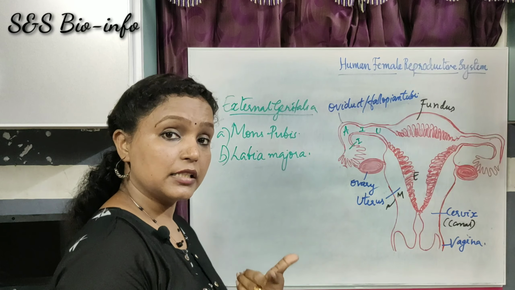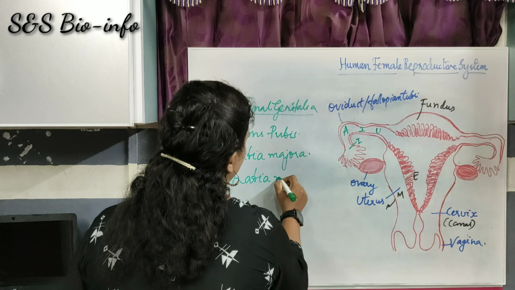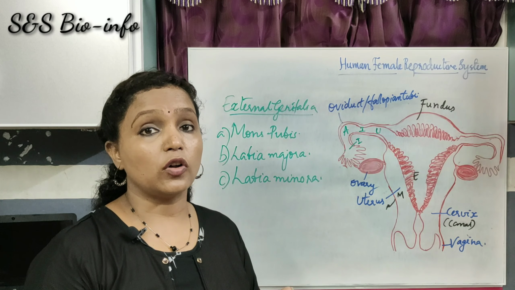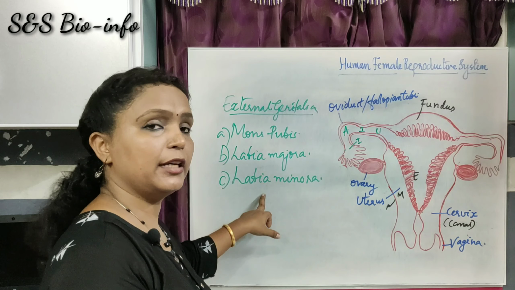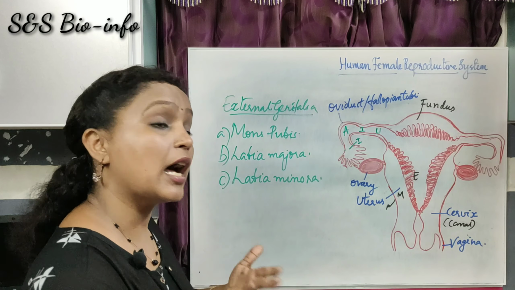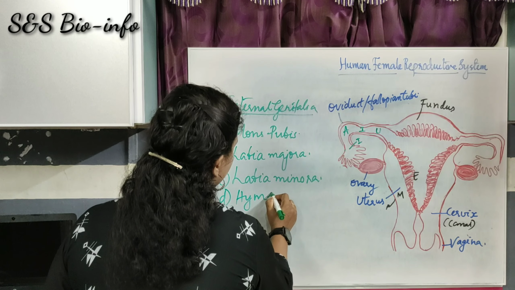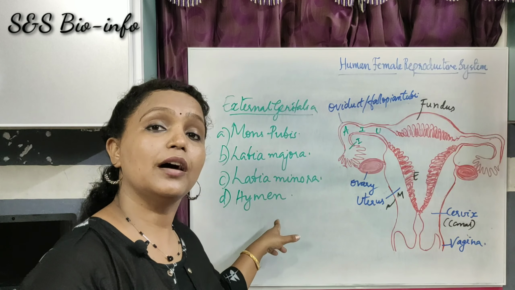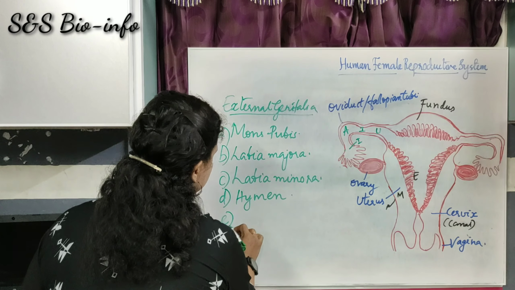The next part is labia minora. These are paired folds of tissue that are found just under the labia majora. Okay, the next part is hymen. It's a membranous covering which partially covers the vaginal opening. The next part is clitoris.